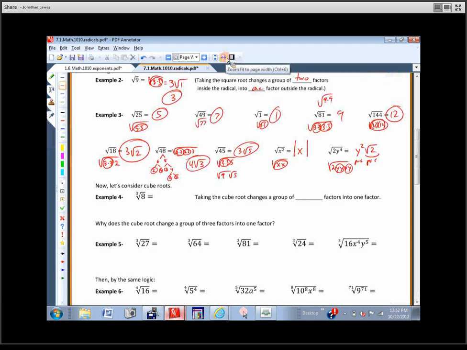Take pairs of factors, turn them into one factor on the outside. If we're talking cube roots, well, that's a 3, so we're looking for groups of how many? Groups of 3. It's going to turn a group of 3 factors into 1. In fact, on this problem right here, cube root, 2 times 2 times 2. There's a group of 3 2's, so there's 1 on the outside. And isn't the cube root of 8, isn't it 2? Okay, and there's factoring that shows why it's a 2. Okay, are there any questions?